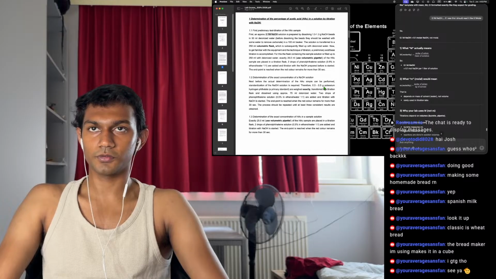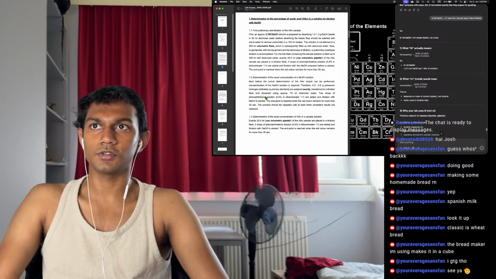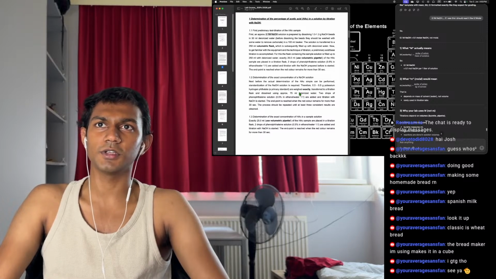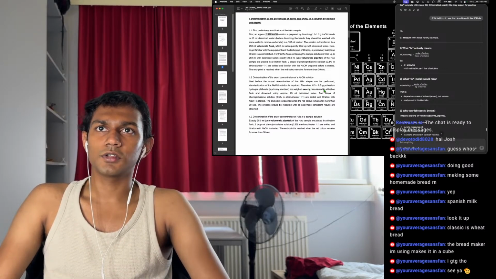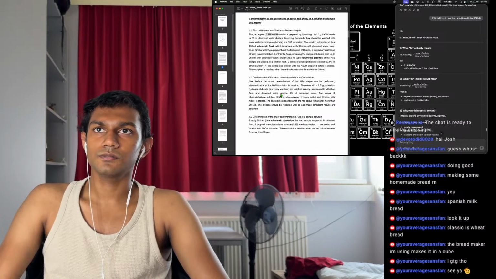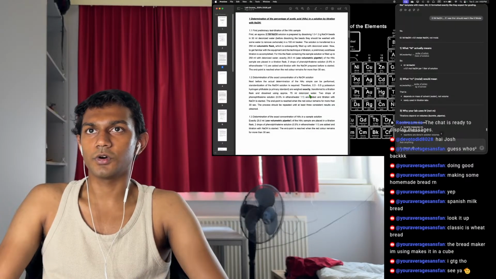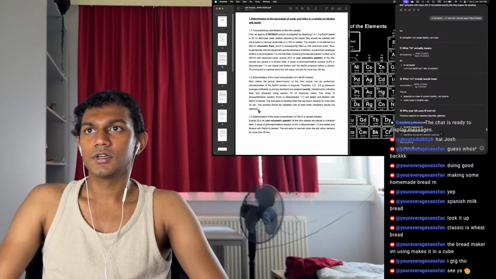Therefore, 0.3 to 0.5 grams of potassium hydrogen phthalate, a primary standard, are weighed exactly, transferred to a titration flask, and dissolved using approximately 75 milliliters deionized water. 2 drops of phenolphthalein solution are added and titration with NaOH is started. The endpoint is reached when the red color remains for more than 30 seconds. The process should be repeated until 3 consistent results are obtained.